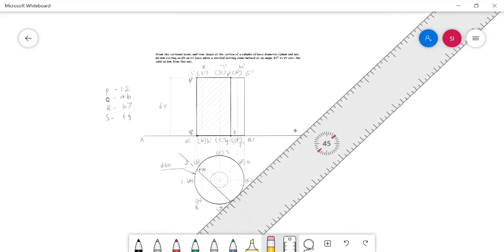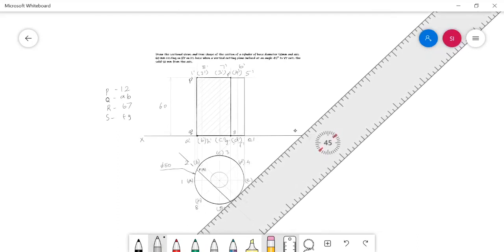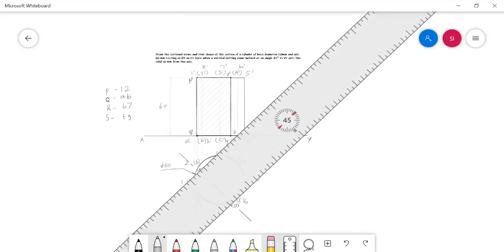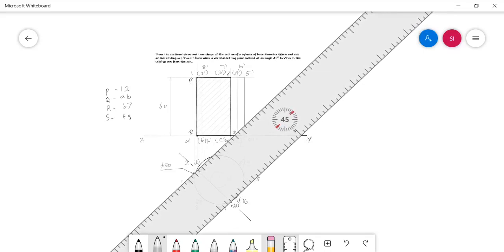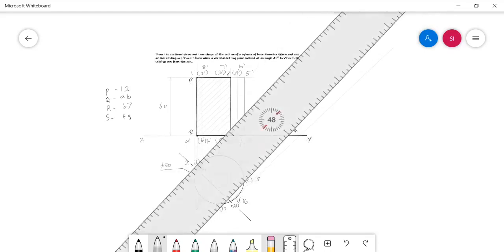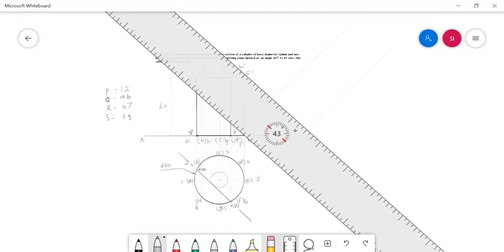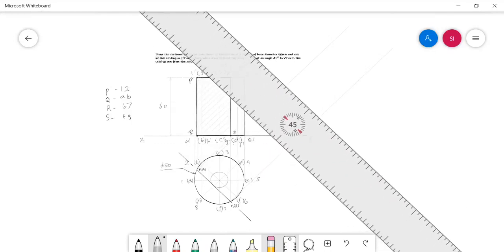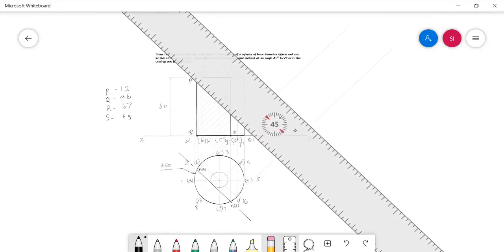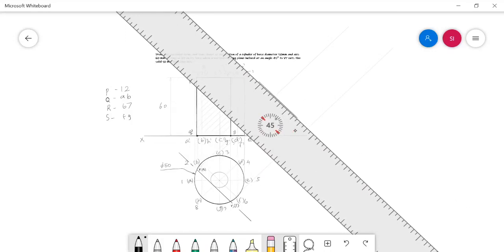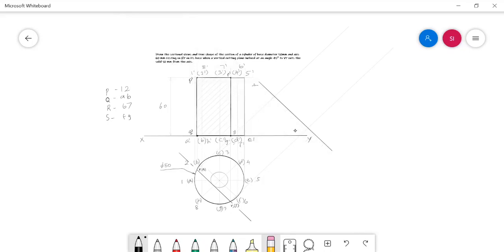I need to draw the projectors from the cutting plane. And at a convenient place, I have to draw the auxiliary reference line which is parallel to our cutting plane, and it can be named as x1 y1.